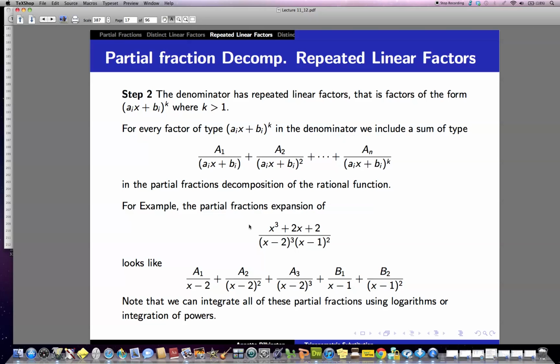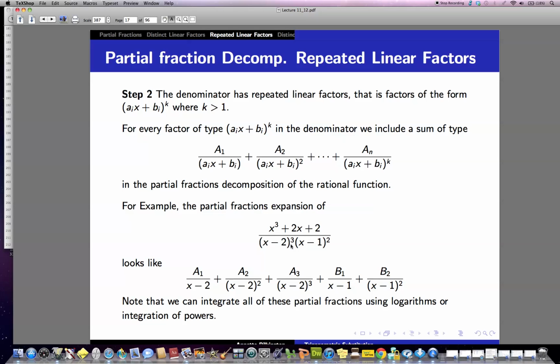Let's look at an example. If I were to expand this rational function, which is a proper rational function, the highest power above is x cubed, the highest power below is x cubed times x squared, which is x to the 5. So it's a proper rational function. According to my claims, it has a partial fractions decomposition. What does that partial fractions decomposition look like?